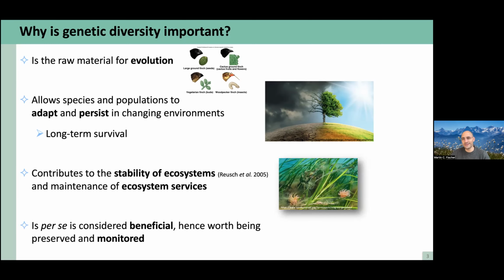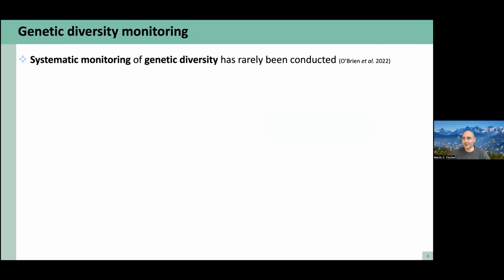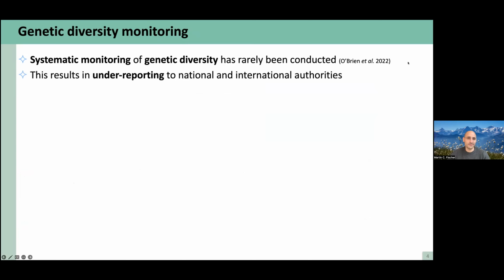Given all this information, I think genetic diversity per se is considered beneficial and hence worth being preserved and also monitored. But that's where the big problems may start, because there is no systematic monitoring of genetic diversity, or it has rarely been conducted until now. There is a nice paper from David O'Brien which shows which monitoring programs are currently running, just to give an overview, and there are only a few.